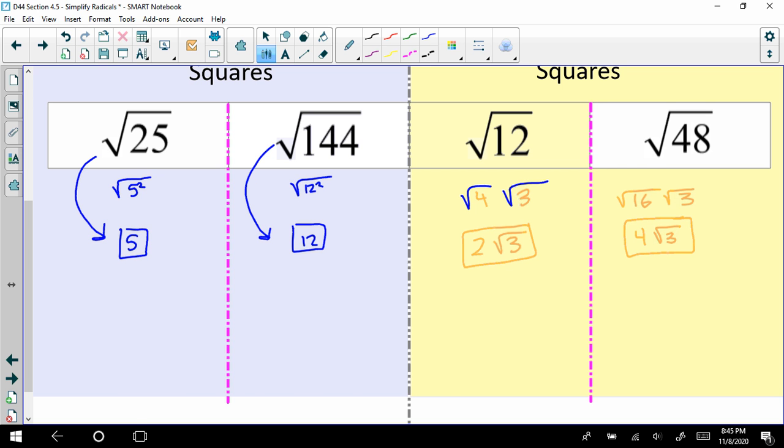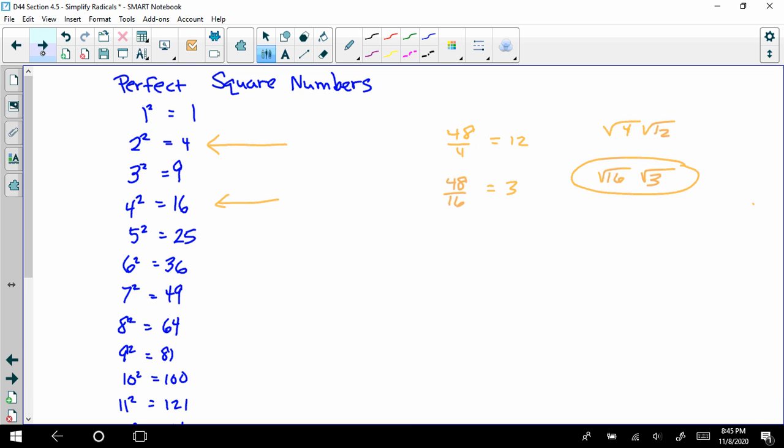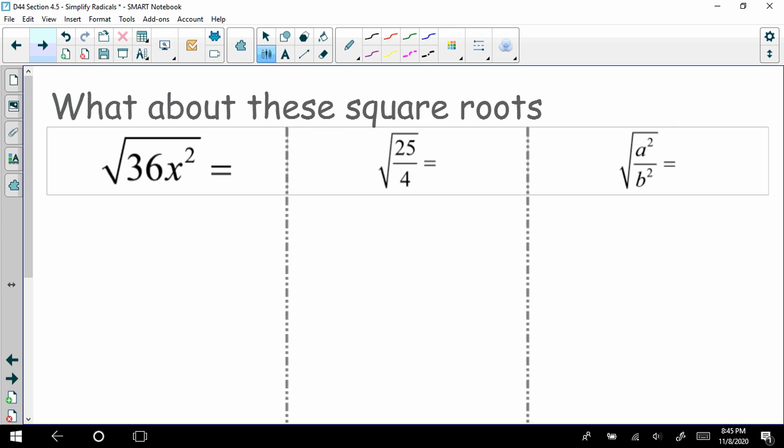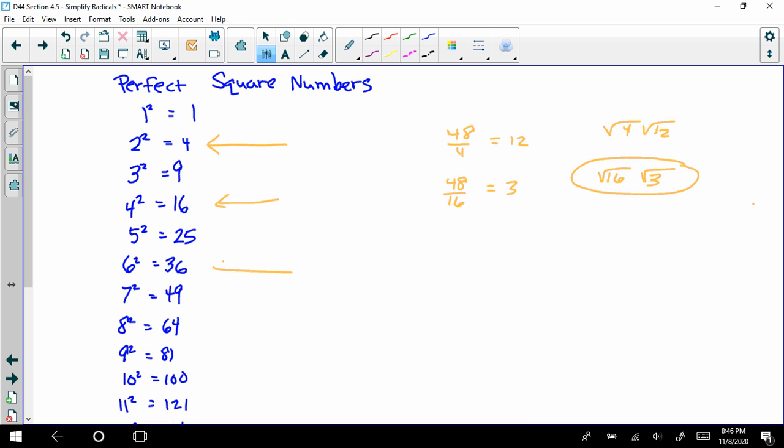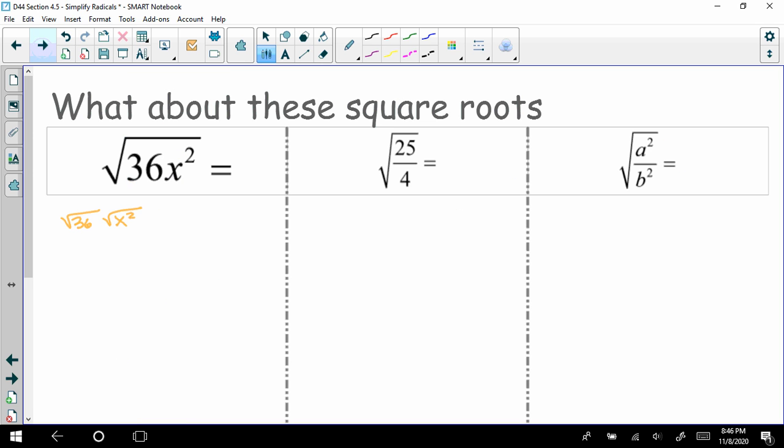Okay, so let's try some more. Now we have a little bit of a mixture here. This next one is the square root of 36x squared. So you can look at this as the square root of 36 times the square root of x squared. And as you look back at our list, 36 is on the perfect list. So square root of 36 is 6. Square root of x squared is going to be x.